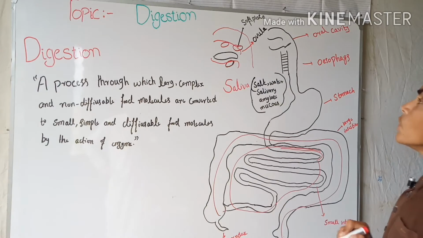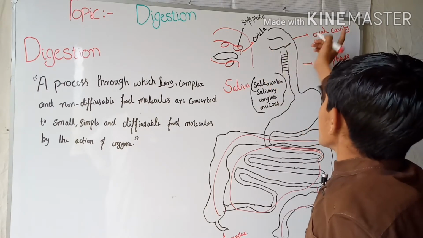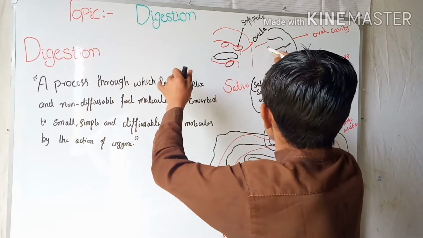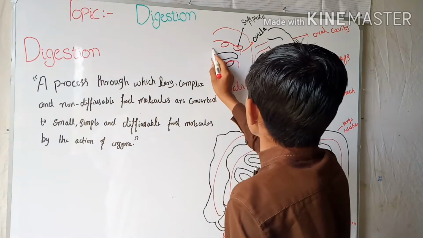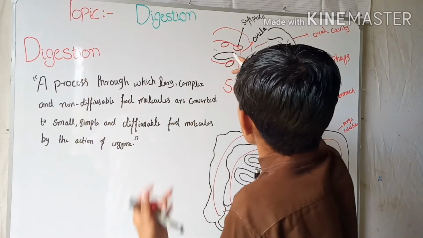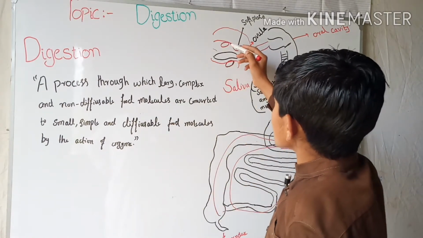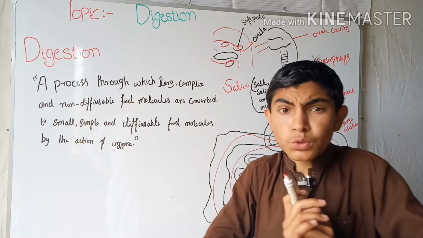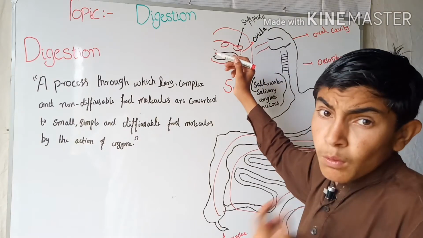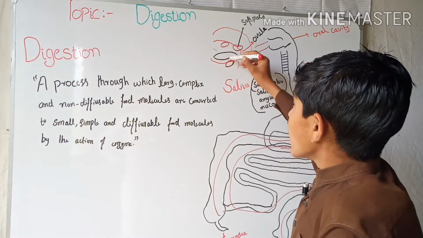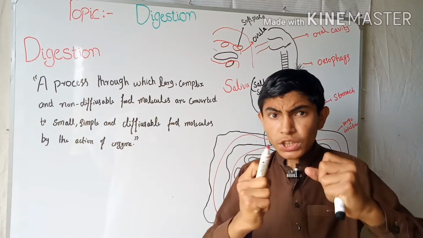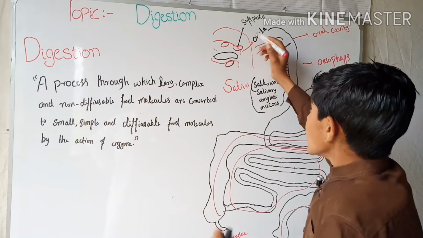So when food enters our oral cavity, the food enters and this is our tongue. First of all it is converted into small pieces through the biting of the 32 teeth, the incisors, molars and premolars. And the tongue works as a molder for the food during the biting by the teeth.